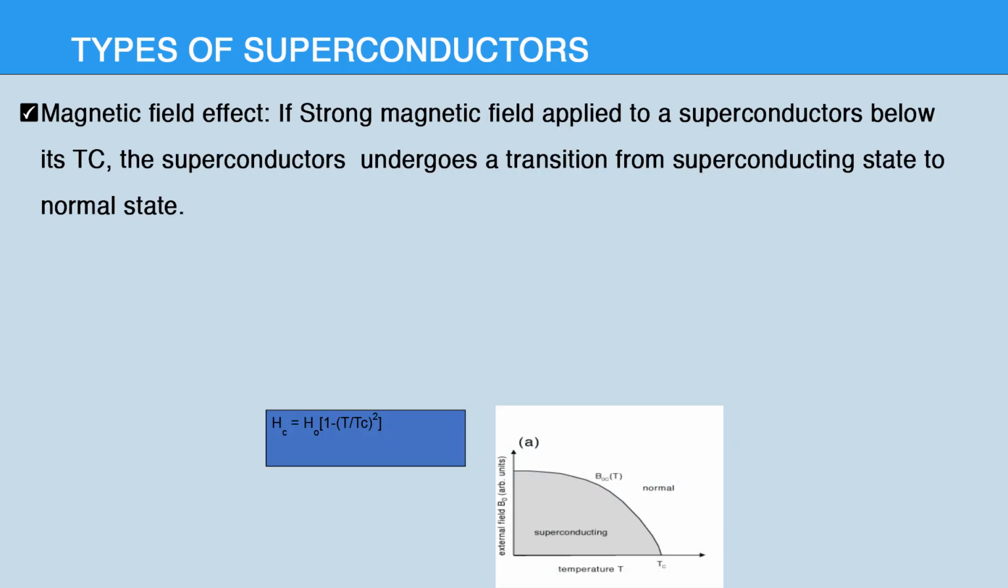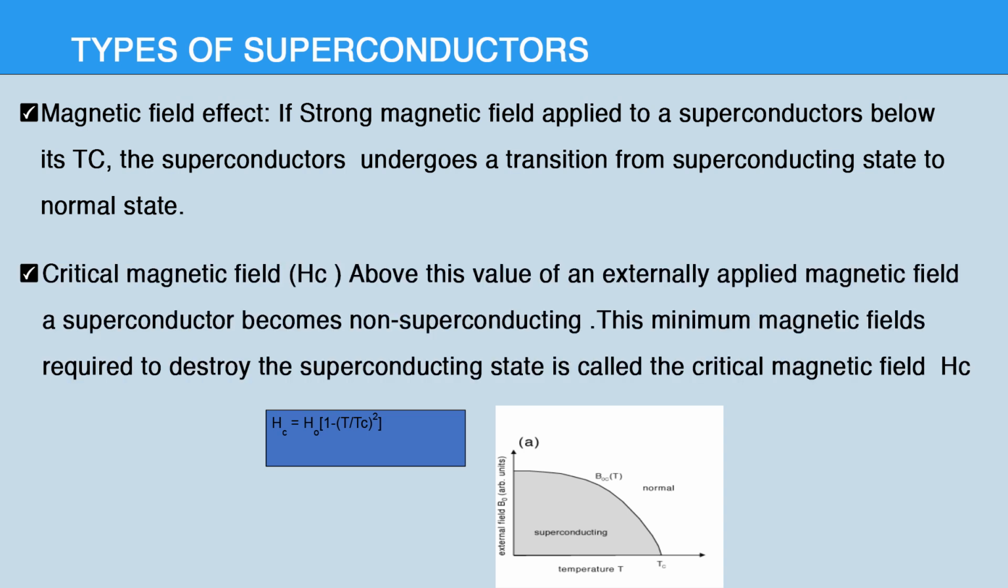Next is the magnetic field effect. If a strong magnetic field is applied to the superconductor below its critical temperature, the superconductor undergoes a transition from the superconducting state to the normal state. Critical magnetic field: the maximum magnetic field the superconductor can withstand before losing its superconducting properties. Exceeding this field causes the superconductor to revert to a normal state with electrical resistance.